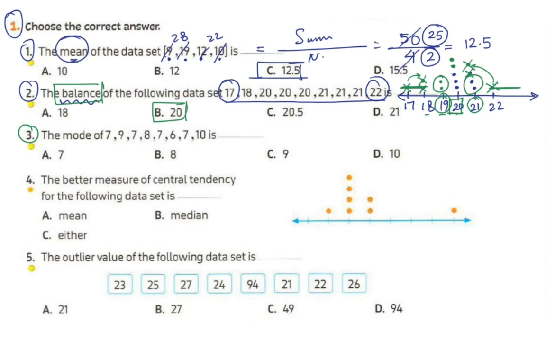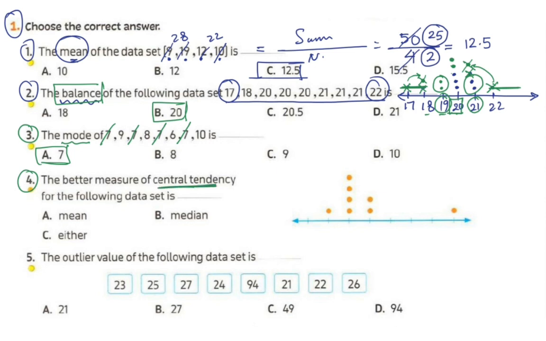Okay, so the next question: the mode of 7, 9, 7, 8, 9, 7, 6, 7 and 10 is what? What is the mode? The most repeated number. Look here, we have 7, 7, 7 and 7. We have four 7s. So 7 is the mode. It's the most repeated.